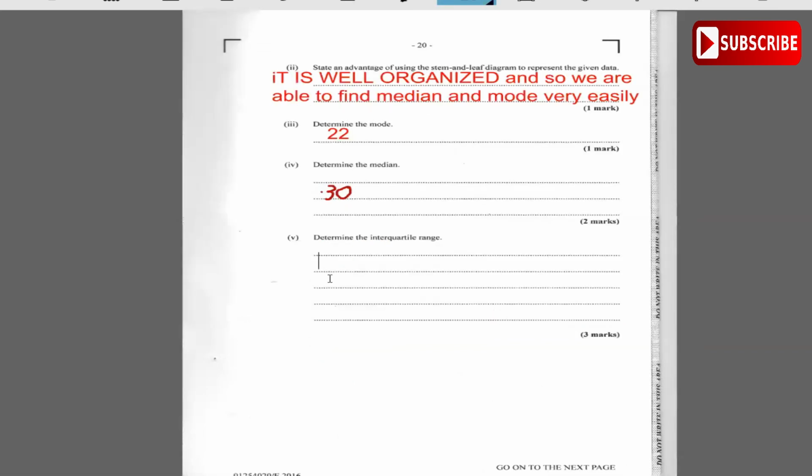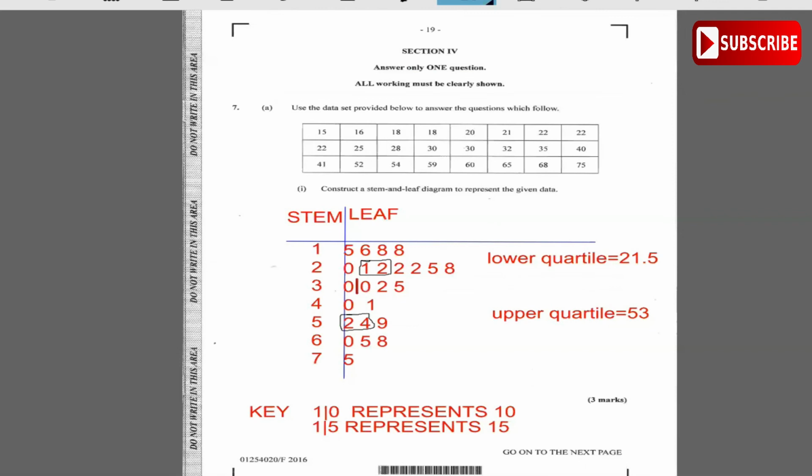So now we can find the interquartile range. I like to call it IQR. IQR, interquartile range, is the upper quartile 53 minus the lower quartile, and the lower quartile we found was 21.5. We do their difference: 53 minus 21.5 is 31.5. Nice and easy. And that's it.